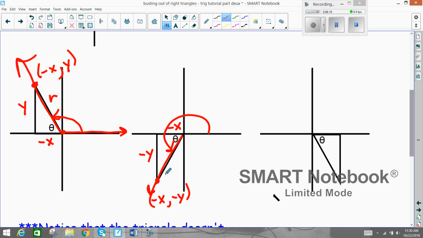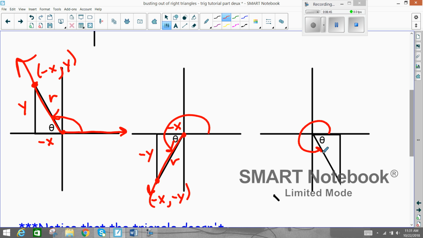The triangle is still the same. The side values have not changed. The radius has not changed. Think about it. The radius is always positive because it's a distance. It's a distance from the origin to this point here. Okay, if we squared negative x, squared negative y, we would get the square root, which is positive r. Okay, the distance is positive.